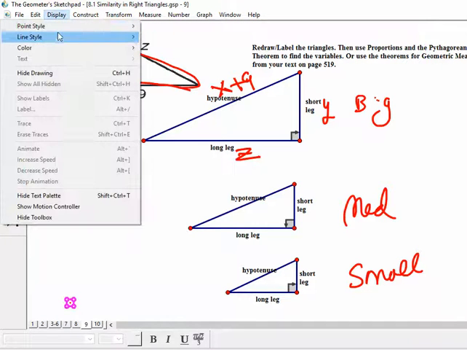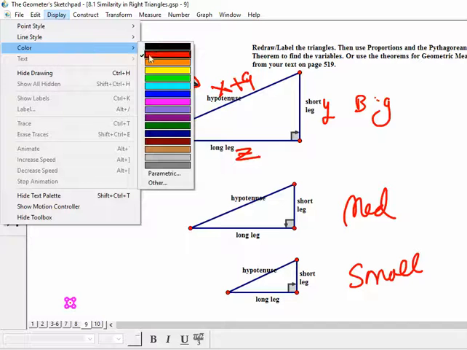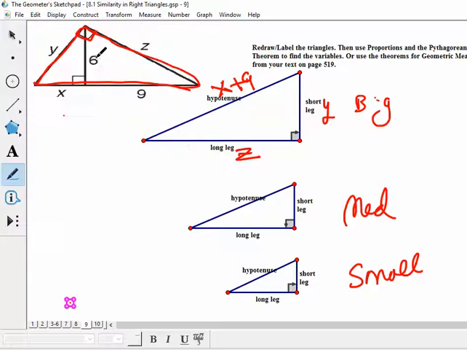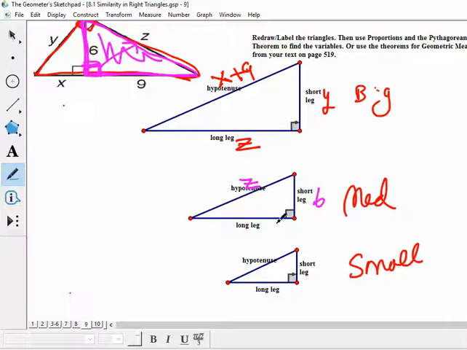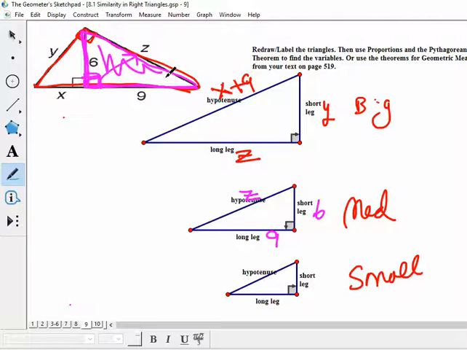Now I'm going to change my pen color. Now I'm going to work on the medium triangle. So the medium triangle is this one. Here's the right angle, right here. Let's outline this in pink. So in my medium triangle, the right angle is here. The hypotenuse is opposite. That's z. I'll put that in first, z. Then my short leg is 6, and my long leg is 9. You could find z of that problem by using the Pythagorean theorem.